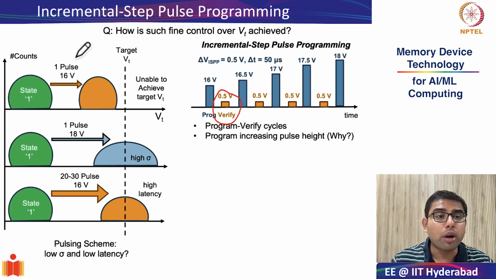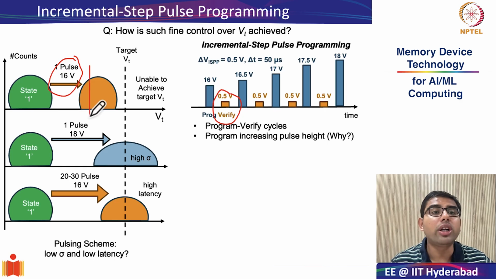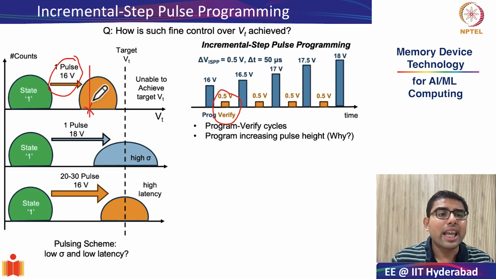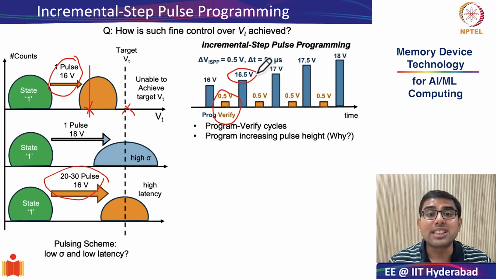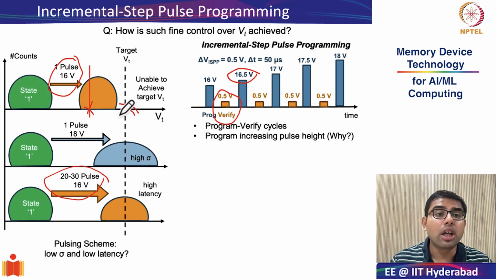If you want to understand it from this example, you would see that you apply a pulse of 16 volts, then you check what is the threshold voltage of the cell that you have programmed. So if you see that the threshold voltage is less than your target threshold voltage, you proceed on to applying the next pulse, which is slightly more. That is where the word incremental step comes from. So instead of applying again 16 volts like we did in this particular example, you apply slightly more, which is 16.5 volts. And this process continues to 17 volts, 17.5 volts until you reach your target VT value.